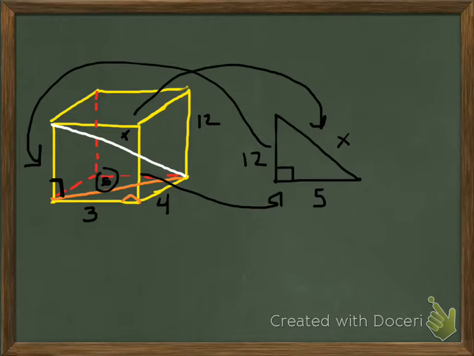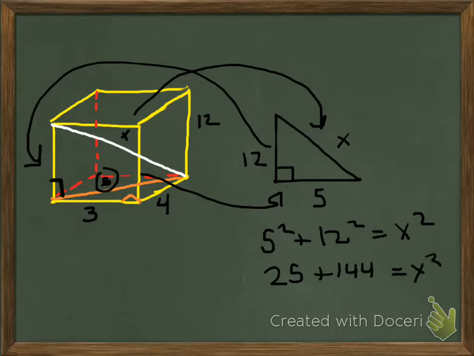As long as you can pull that triangle out of there, when you solve that one, you should end up with x is equal to, I'm just going to do that, so 5 squared plus 12 squared equals x squared. So 25 plus 144 equals x squared. X squared equals 169. And take the square root of both sides, so x is equal to 13.